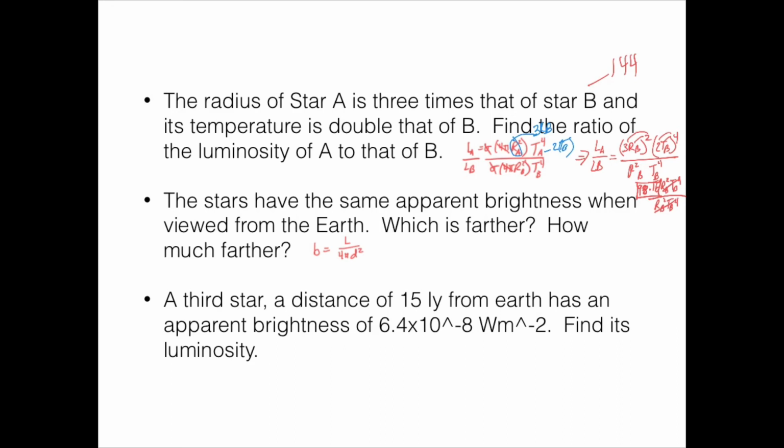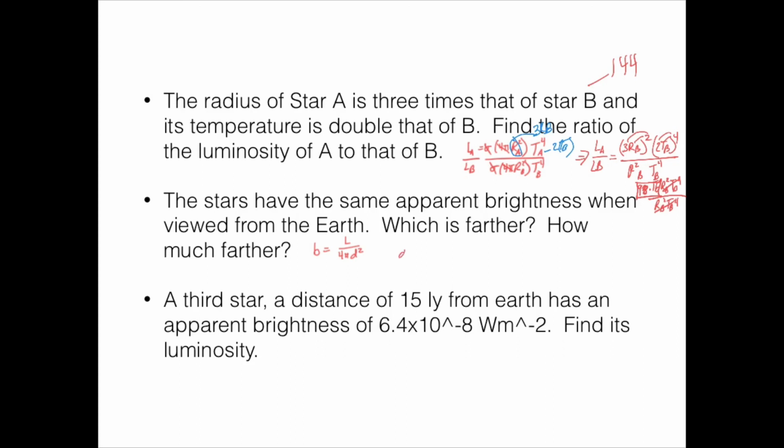The stars have the same apparent brightness when viewed from the Earth. Which is farther? How much farther? Now we're using this equation, B equals L over 4 pi d squared. This time we're going to be solving for d. We're going to get d by itself, so we're going to do some rearranging. First, I'm going to move the d squared over to the other side.